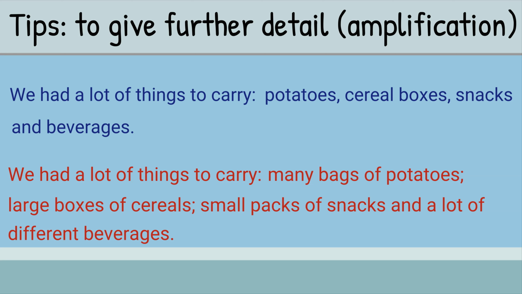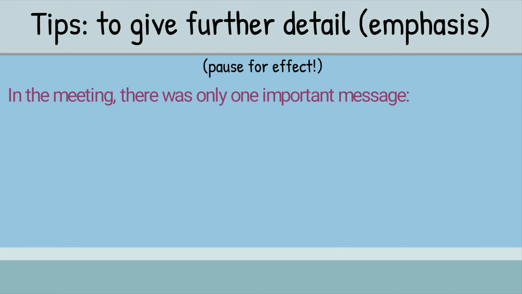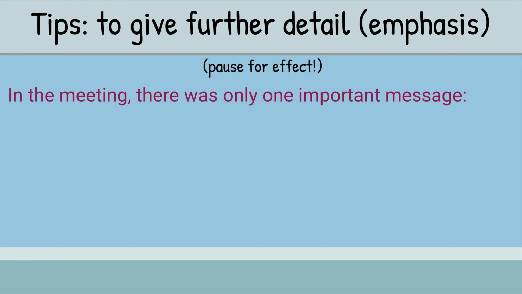Another way of giving further detail is to use a colon to introduce a brief explanation. To make it easier to remember, you can think of this as a dramatic pause for effect in sentences. For example, in the meeting there was only one important message: we need to work harder.